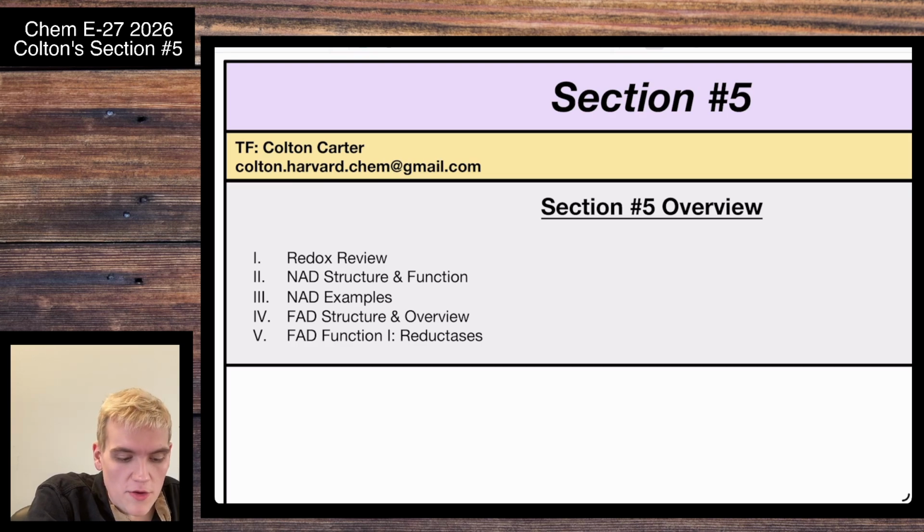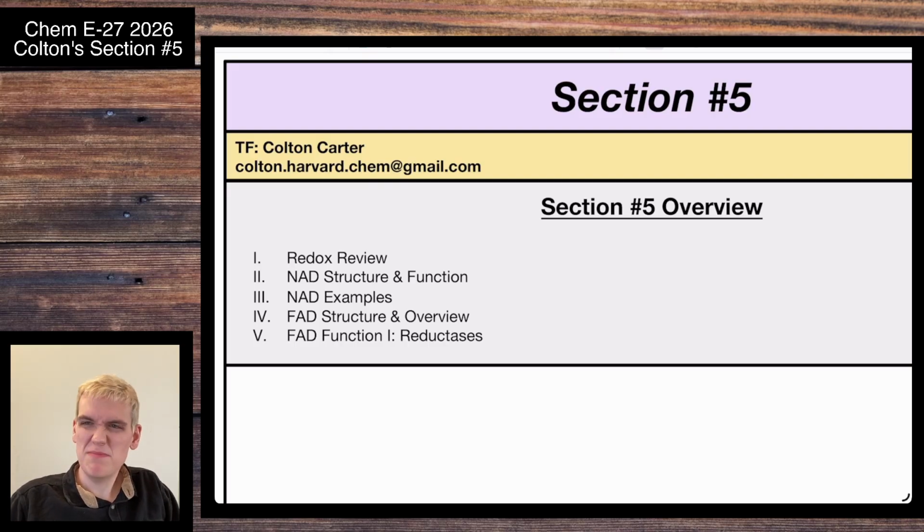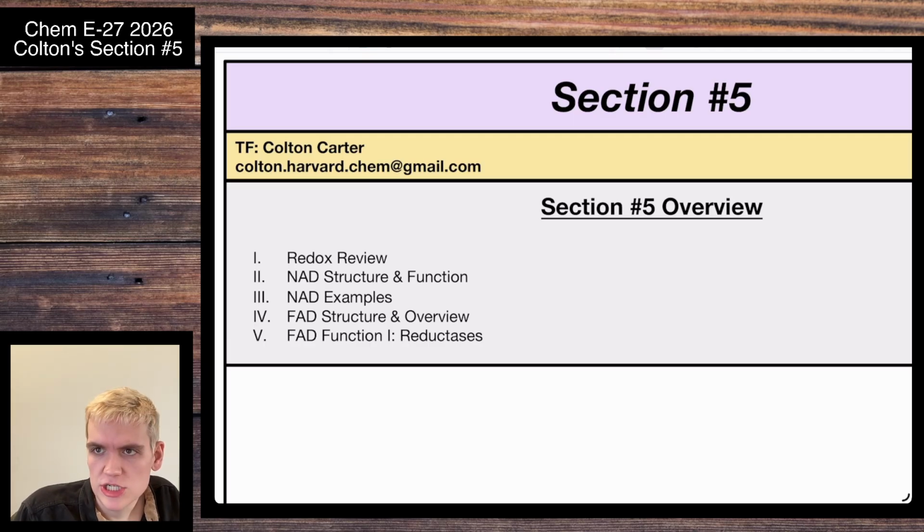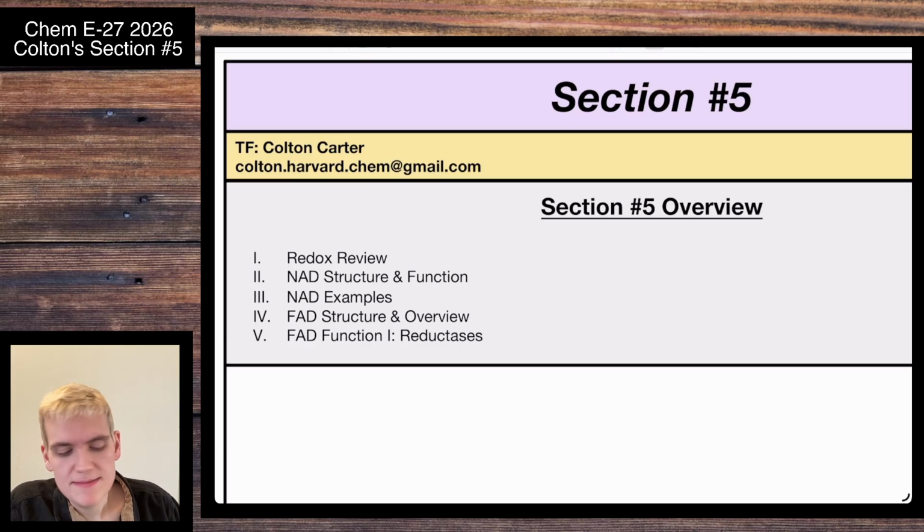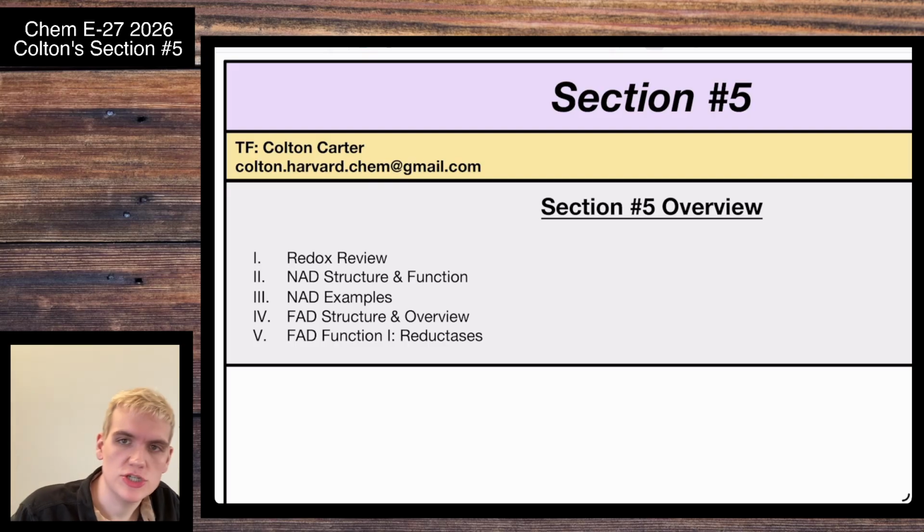So the goal of today is to do a roundup of that and some practice. We'll start off with reviewing a little bit on redox. We won't spend much time on it. Then we'll go into NAD structure and function, and then some examples with NAD, followed by FAD structure and overview, and then the first type of FAD mechanisms that you'll learn, which are the reductases.